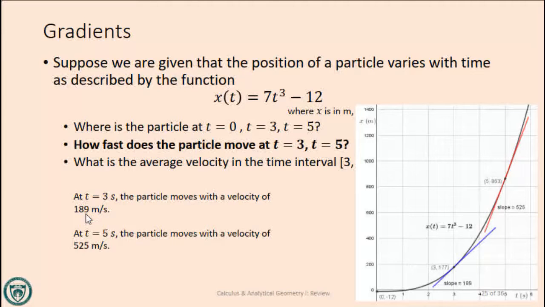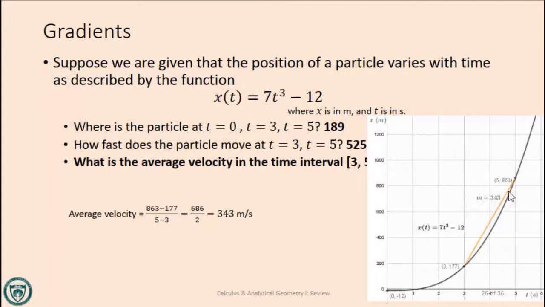the particle is moving with a velocity of 189 meters per second, and here at time equal 5 seconds the particle is moving with a velocity of 525 meters per second. So it's picking up speed very quickly, right? What's the average velocity? Well, remember, we can't simply add these two and divide by 2, especially since this is raised to the third power. So we find the gradient of the secant line, and that's the change in y divided by the change in x. Notice we get, in this case, 343 meters per second. That's the average velocity in this time interval.